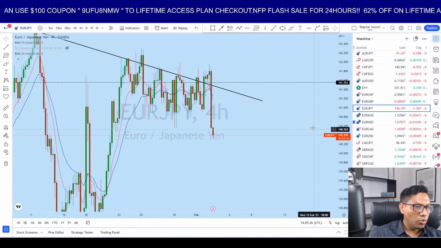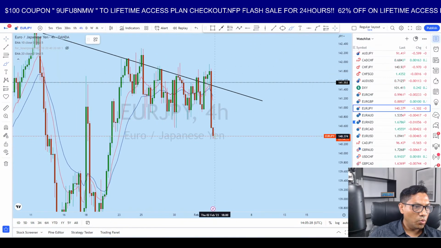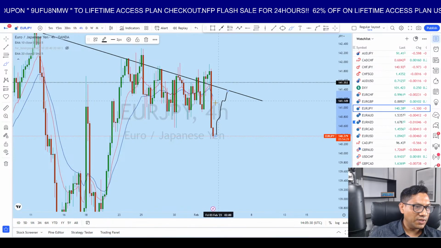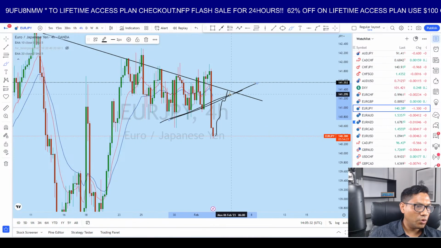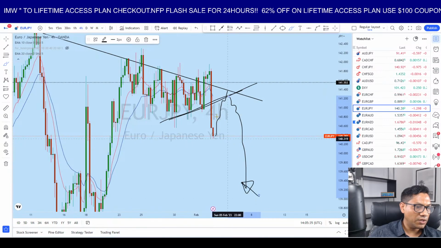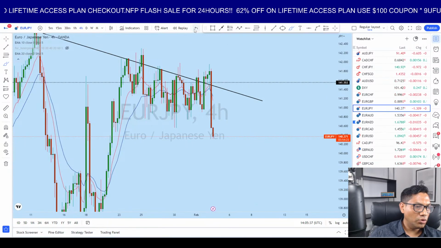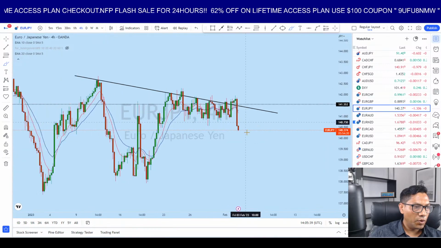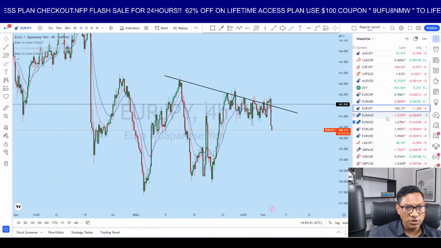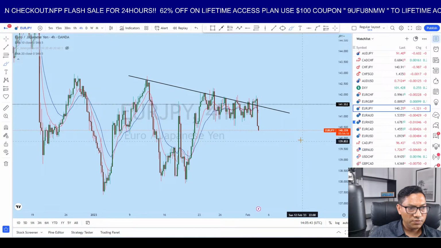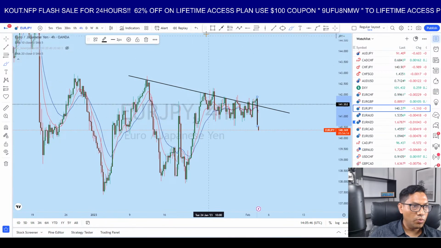Now what we could see potentially is that Euro JPY will probably go up and test this previous support turning resistance, and from here we can expect a drop on Euro JPY. So for me, all those, especially the Euro and GBP pairs, are looking bearish. There's a big drop on Euro JPY.